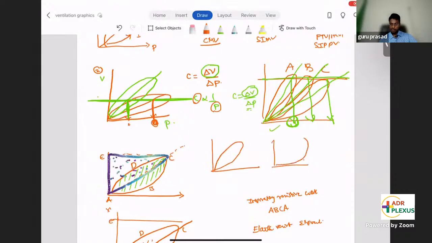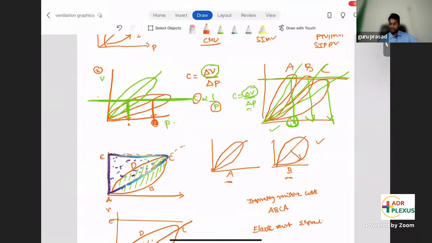Tell me, which graph of this, both A and B, is having more hysteresis? Is it A or B? The question is simple and straightforward. In both graphs, which is having more hysteresis? Can anyone post? Excellent. It is B.